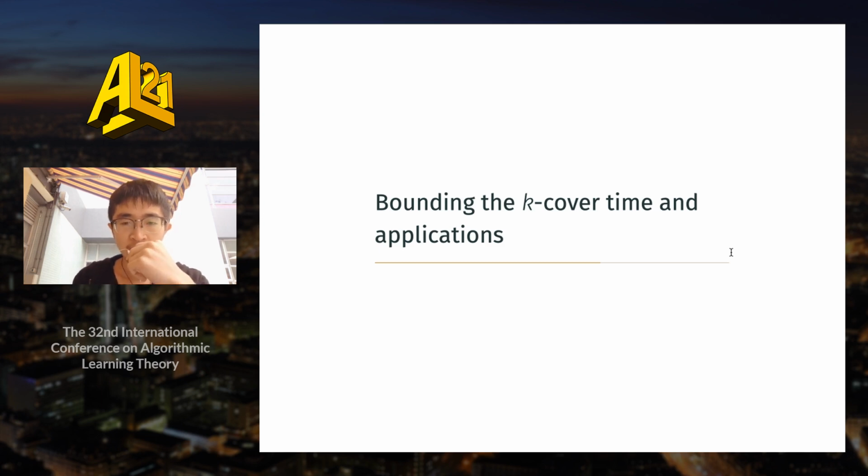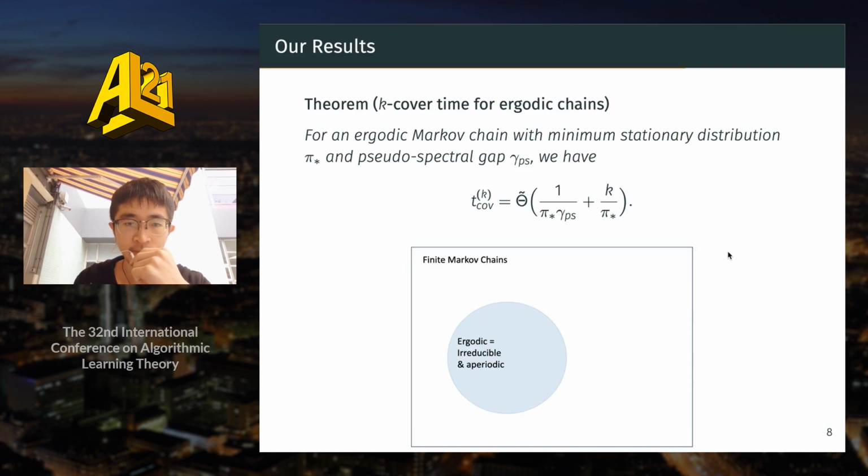And now we have defined the kcover time, and then the core task is how can we bound this kcover time. So for ergodic chains, in fact, we can derive the following bound on the kcover time. For a uniformly ergodic Markov chain with minimum stationary distribution pi star and a pseudo-spectral gap gamma ps, we can bound this kcover time as the following.